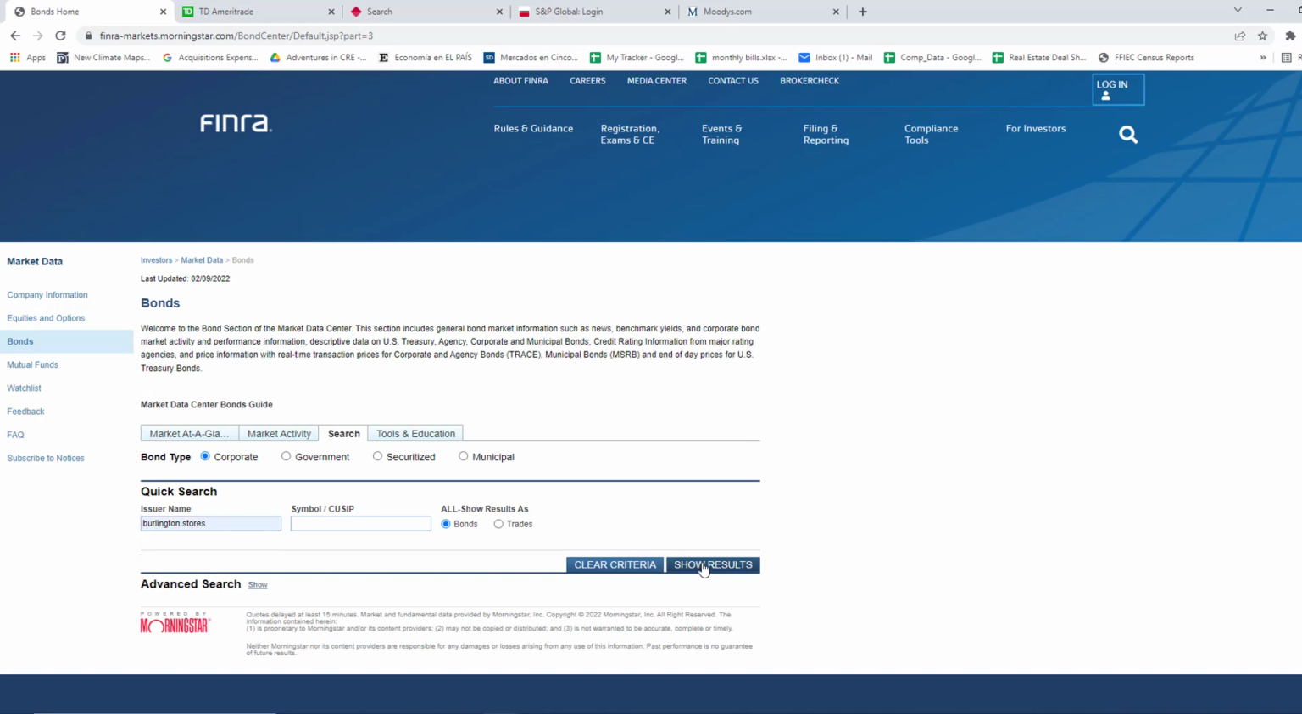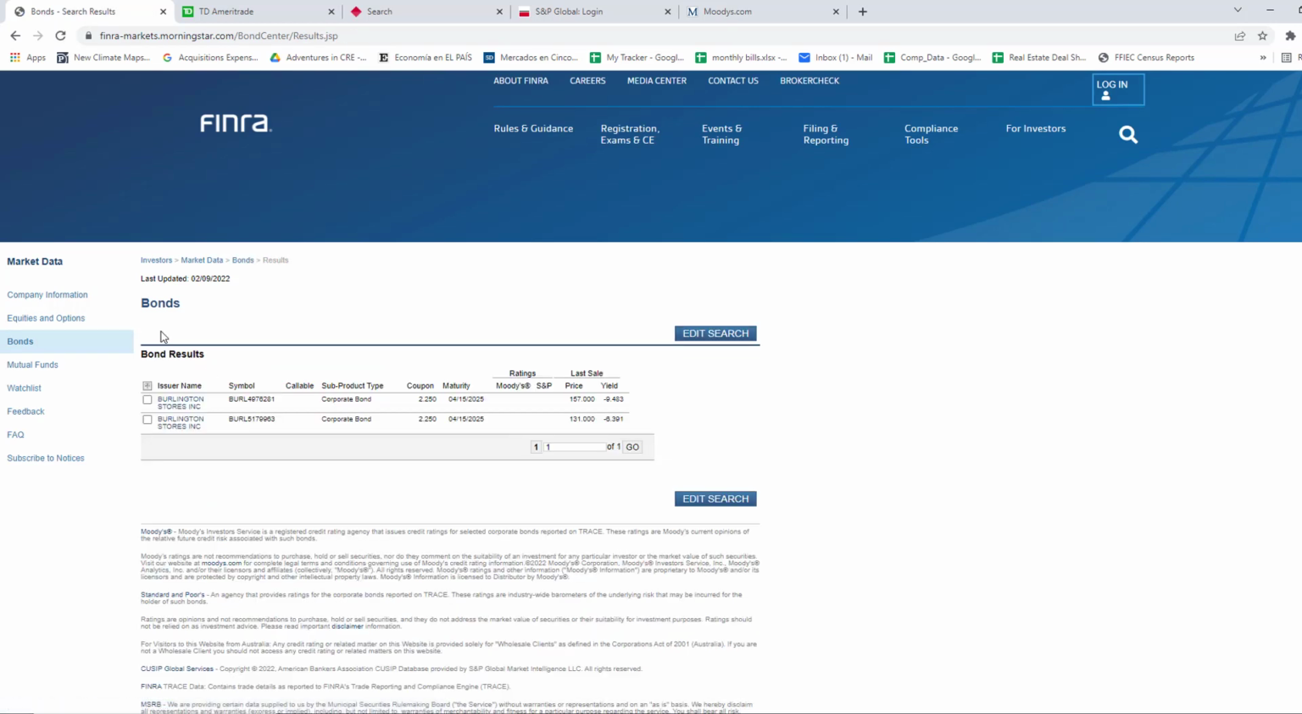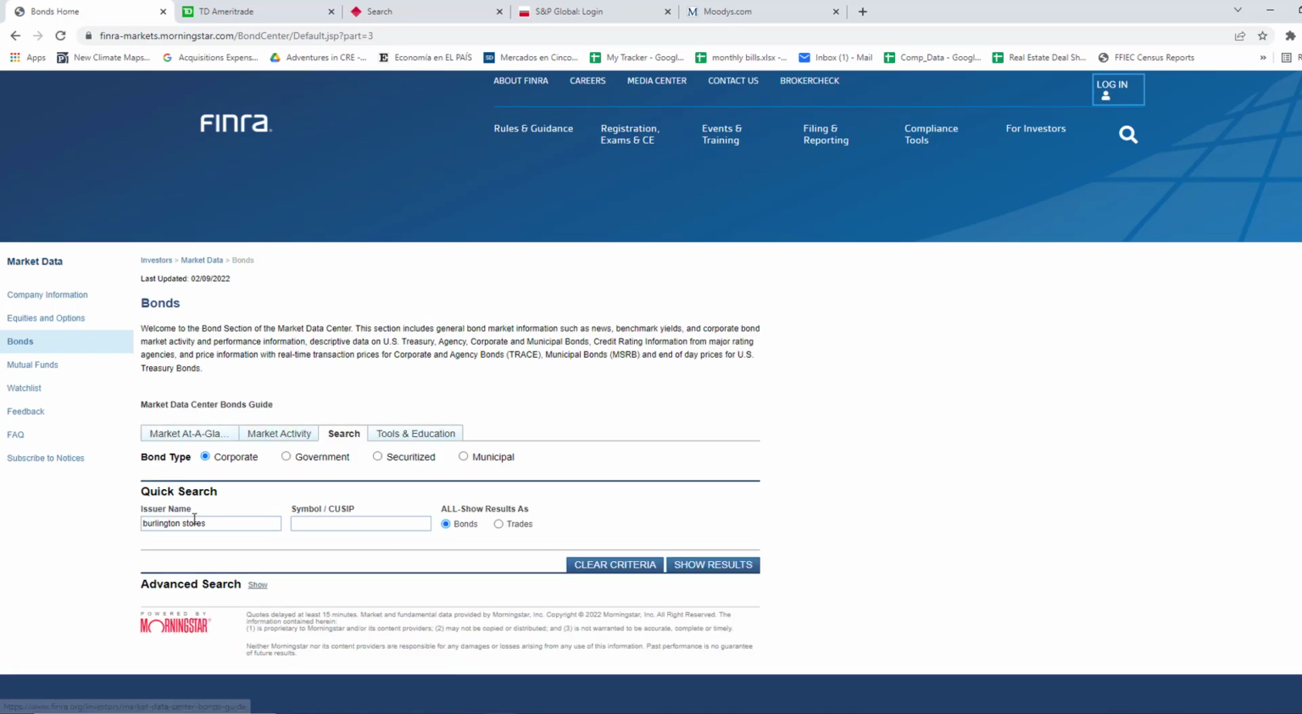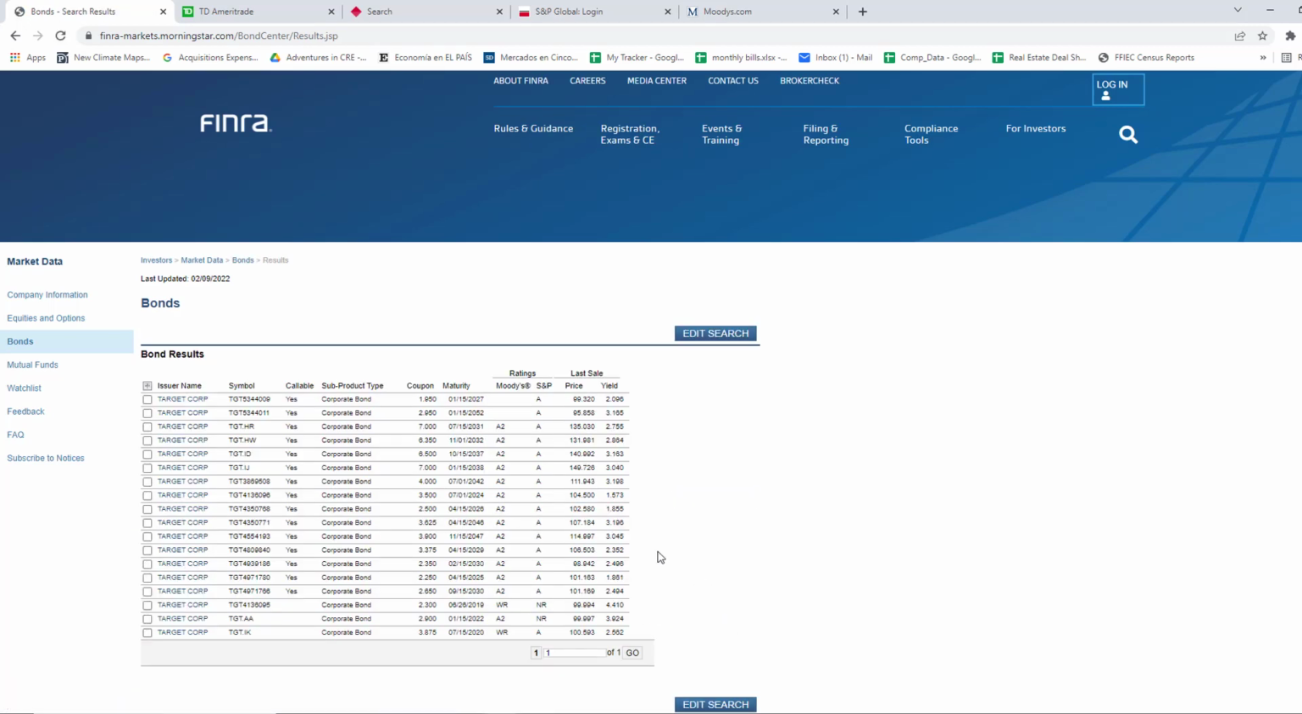So I'm going to do Burlington Stores. And you'll notice here, for this particular example, this FINRA page is not showing me any ratings. But for some companies, this will work. You'll see I've already searched Target or Microsoft. So you could put Target, and you'll see a lot of their corporate bonds, and you'll see their rating right here with Moody's and S&P. So this came up empty for me for Burlington Stores.